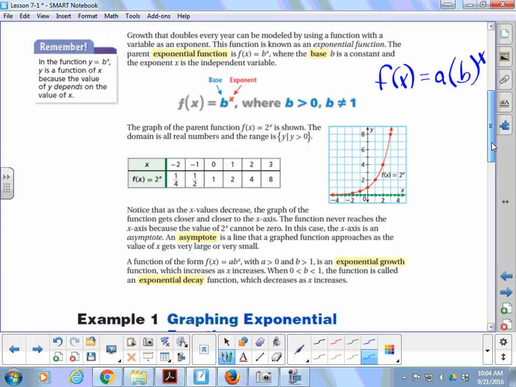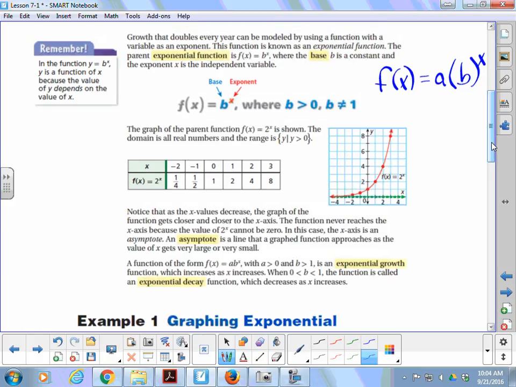So the value of b, when b is greater than 1, we have exponential growth. So that would be like 1.5, 1.3, 1.06. And what's 1.06? When would that come into play? Test your knowledge right now. When would we see 1.06?